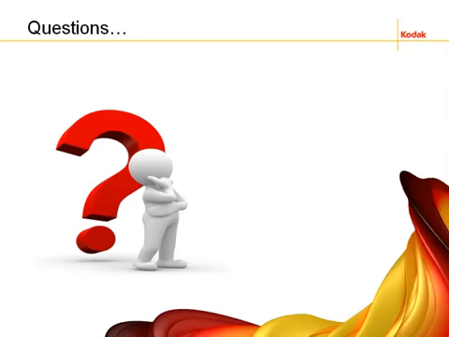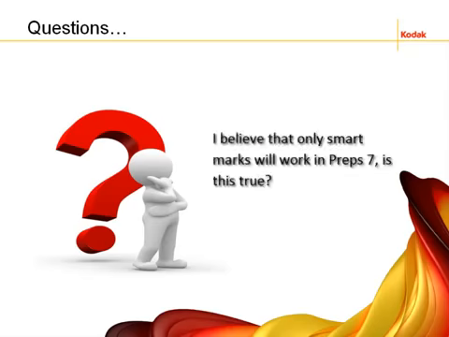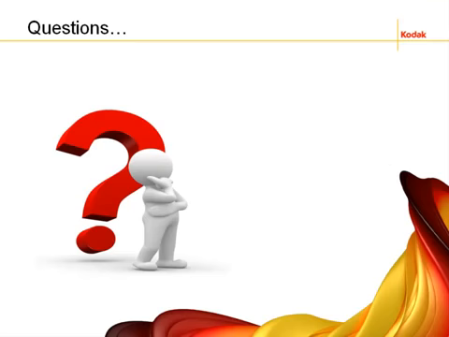Okay. I believe that only smart marks will work in PREP 7. Is this true? That is not true. Smart marks were introduced actually in PREP 5. They have had lots of enhancements and new capabilities as you've moved from PREP 5 to 6 and now to 7. But smart marks have been around since PREP 5.